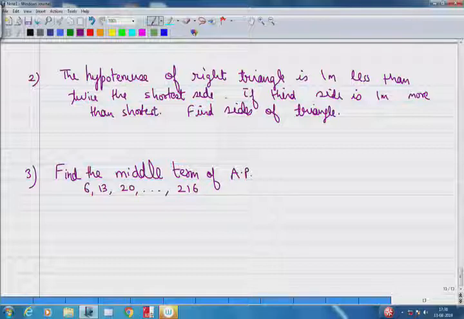Those who have done the second one, you can try the third one. Find the middle term of this AP: 6, 13, 20, and the last term is 216.